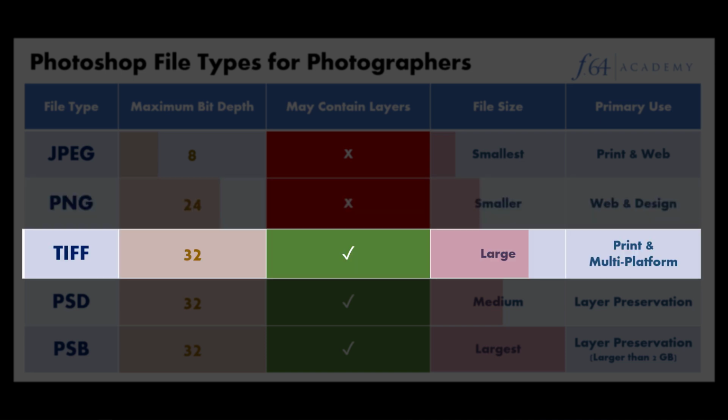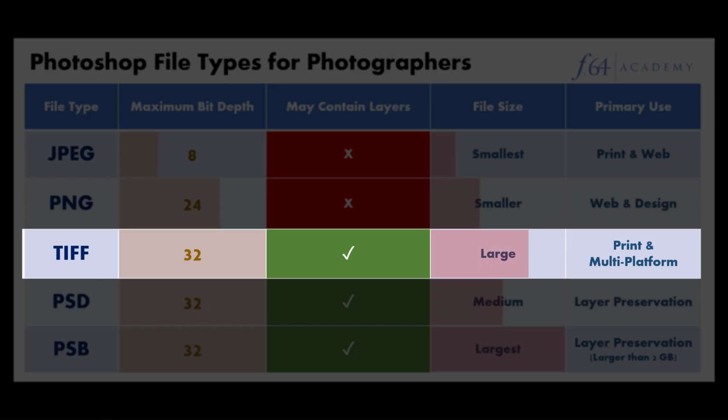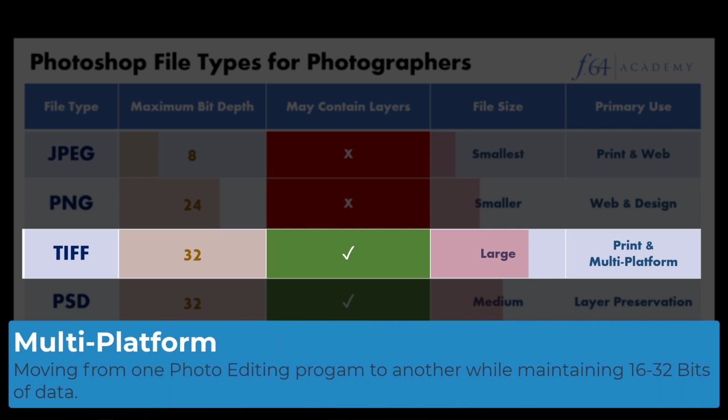Now, a TIFF file, TIFFs are great because they can actually have your layers in them, but that can come at the expense of a very large file size if you don't check a very important box. You can have layers. It can save up to 32 bits in that image, and it works very well for print and also what I call multi-platform.